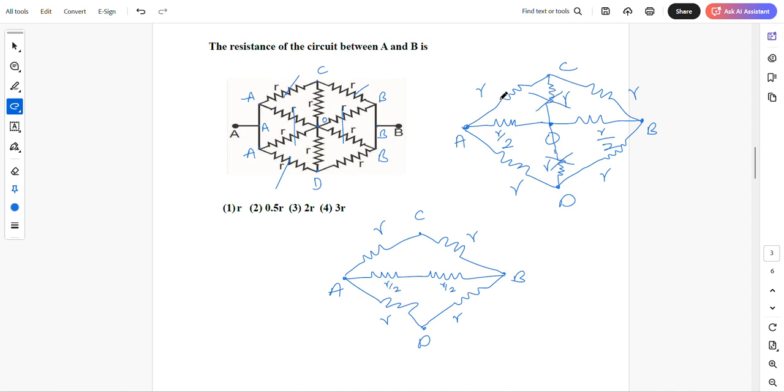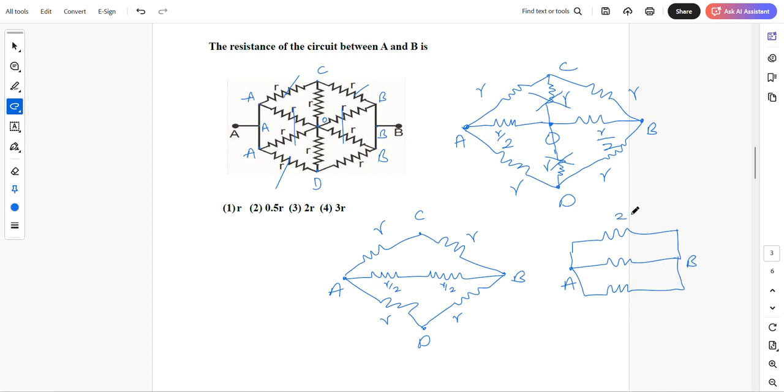This is not there because the bridge is balanced. R by R by 2 is same as R by R by 2. R by R is same as R by 2 by R by 2. Now what about this one? These two resistances are in series. These two are in series, and the combination is in parallel. Let us take this point as A. This is one resistor between A and B.